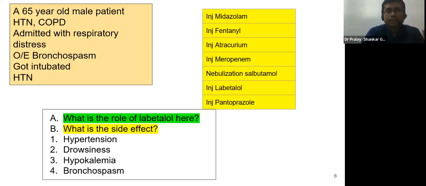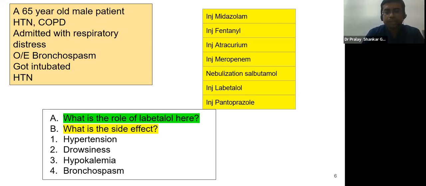Now the same patient, we have prescribed labetalol. What is the role of labetalol here? So I am answering this. We have used this labetalol as a treatment for hypertension. But can you tell me what is the side effect of labetalol? Is it 1, 2, 3, 4? Hypertension, drowsiness, hypokalemia, and bronchospasm. May I expect some answers in the chat box as 1, 2, 3, 4? Which one is the side effect of labetalol?